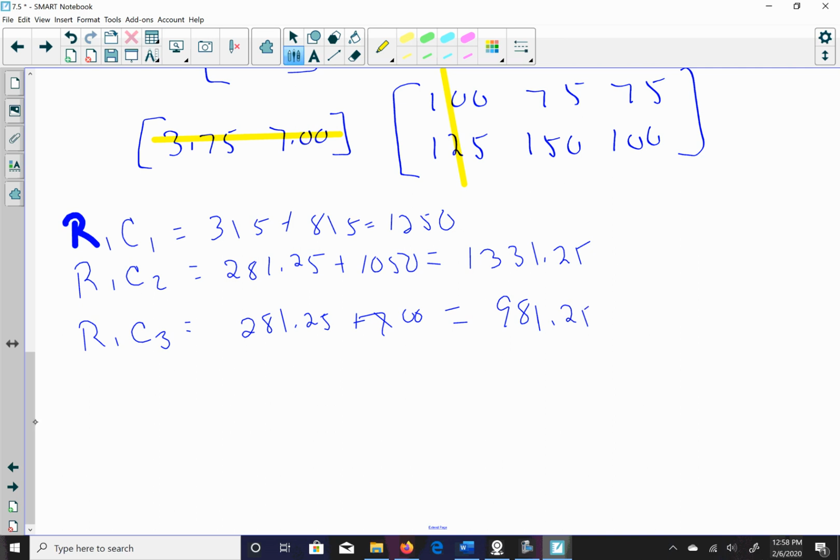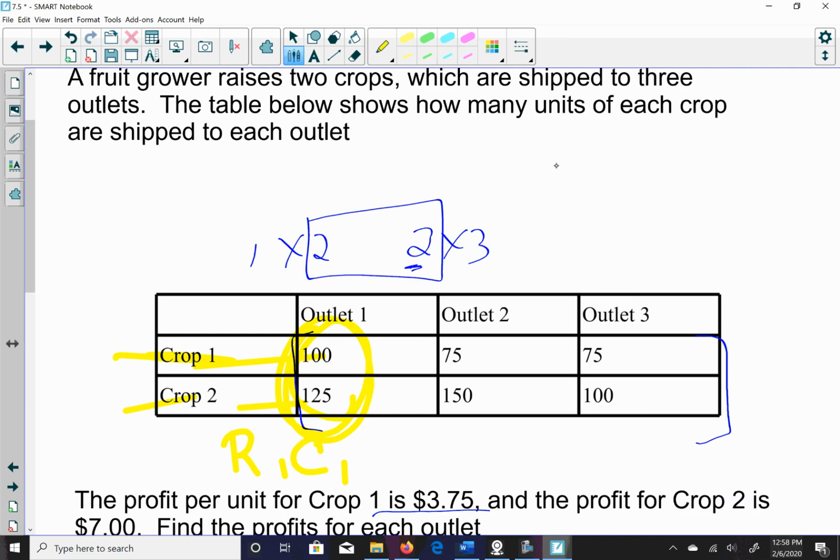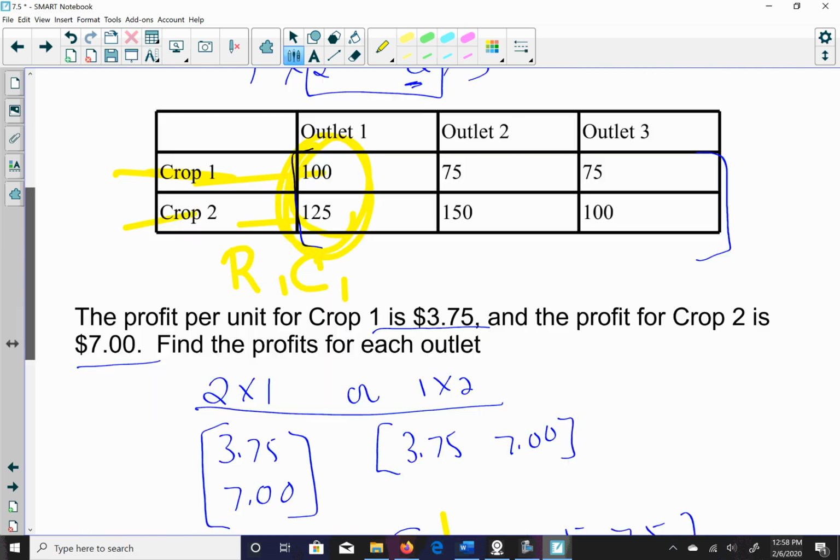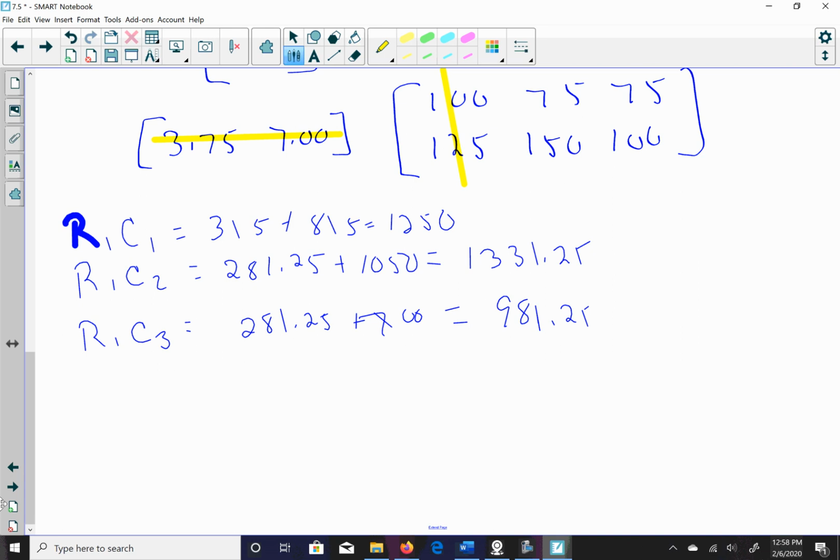And I'm going to get 981.25. So my matrix, going back up here, is going to be a 1 by 3. So I'm going to have 1 row, 3 columns: 1250 and 1331.25 and 981.25. This is outlet 1, this is outlet 2, this is outlet 3. So this is the profit for outlet 1. Profit for outlet 2 is $1,331.25, and the profit for outlet 3 is $981.25.